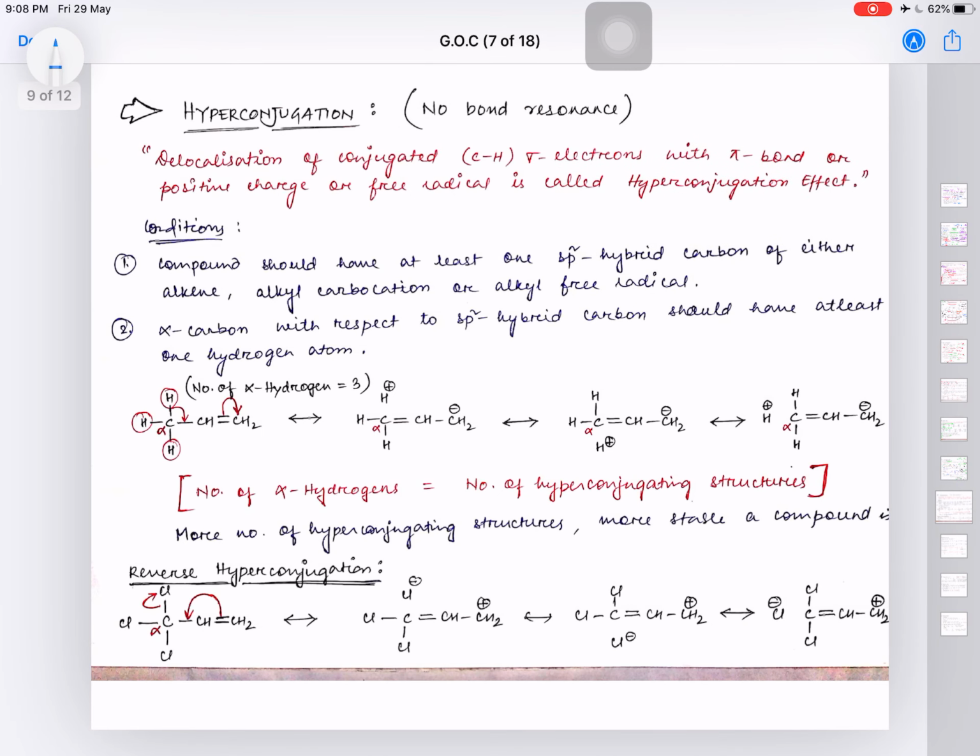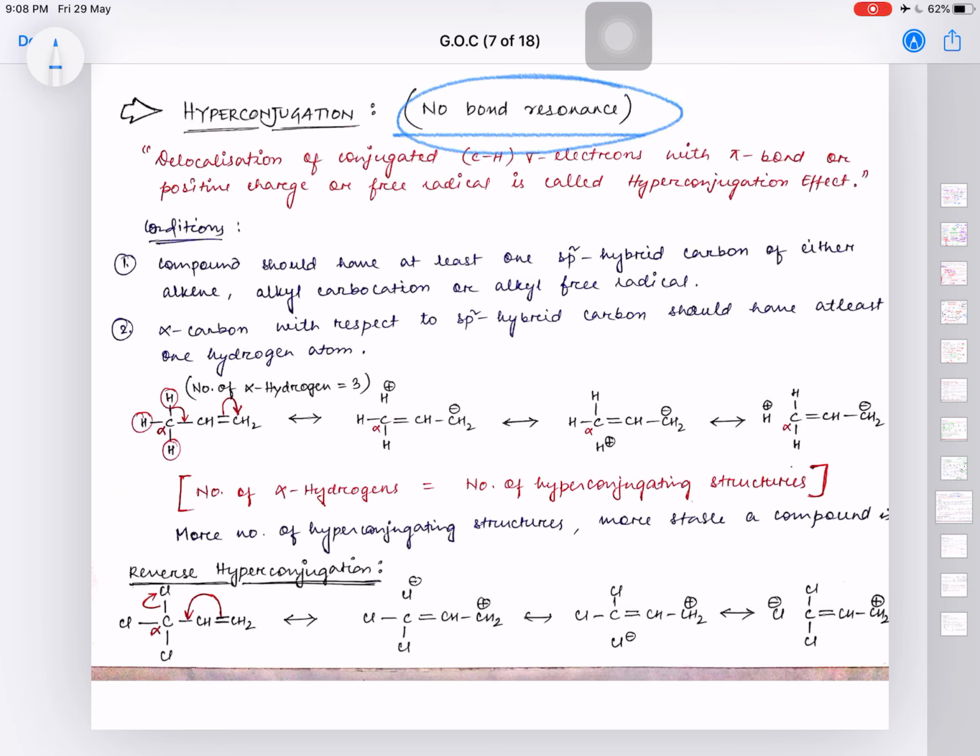Next, let us move on to hyperconjugation. Hyperconjugation is a very important topic. It is similar to resonance only. In resonance, delocalization of pi electrons takes place. In hyperconjugation, sigma electrons are delocalized. In resonance, the electrons move in a bonded network. But in hyperconjugation, no bond is present, meaning the atoms will be floating around and no bond will be there. That's why it is also called no bond resonance.